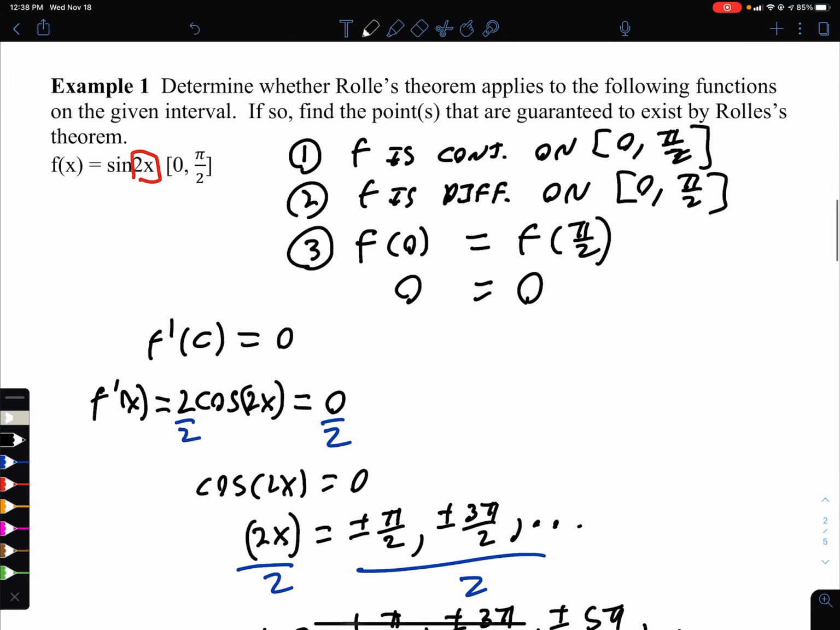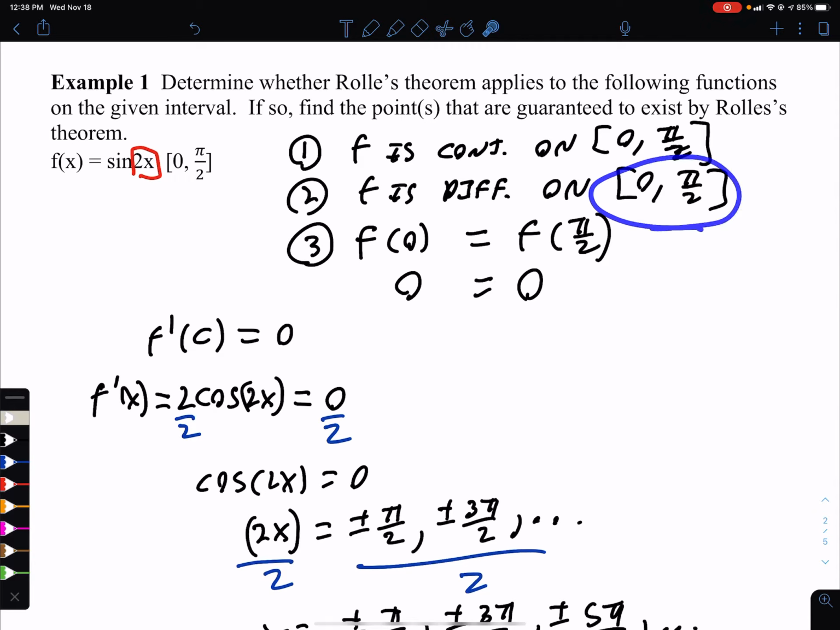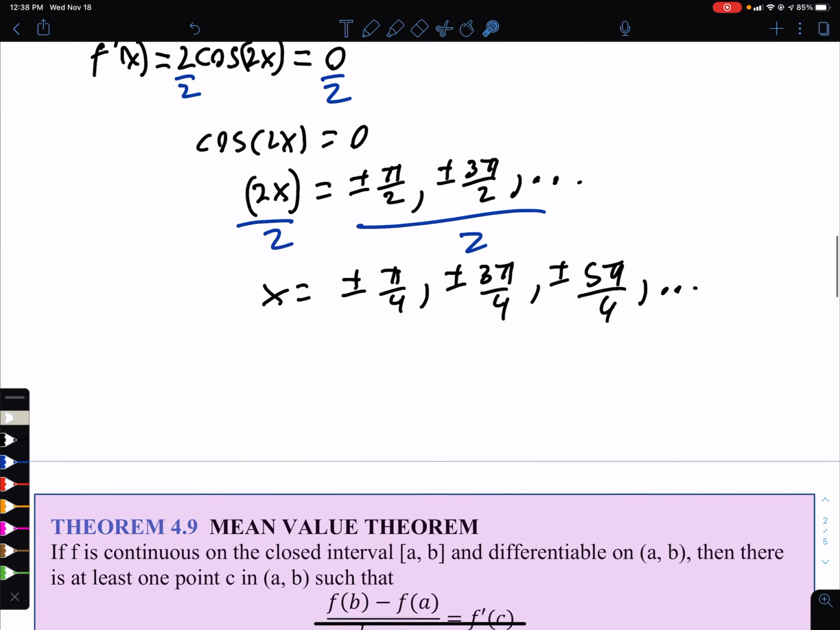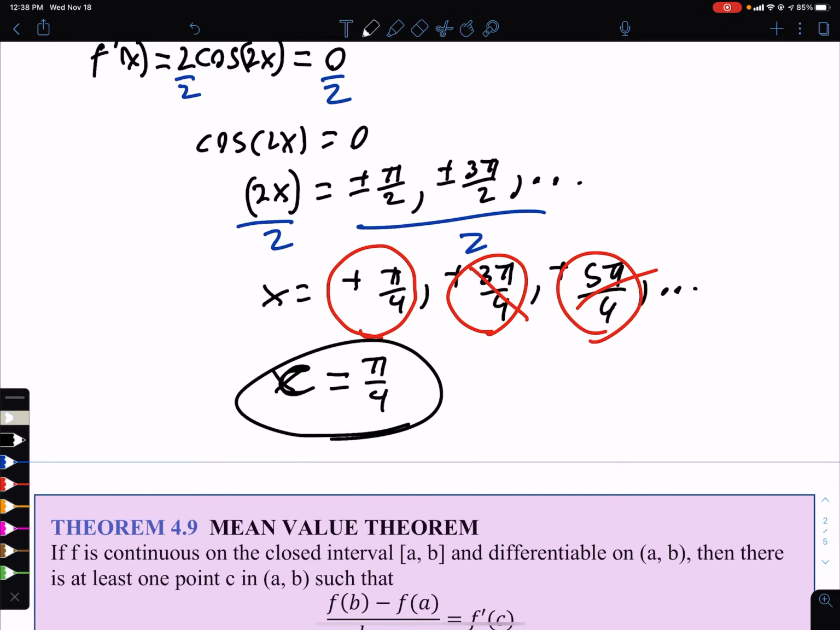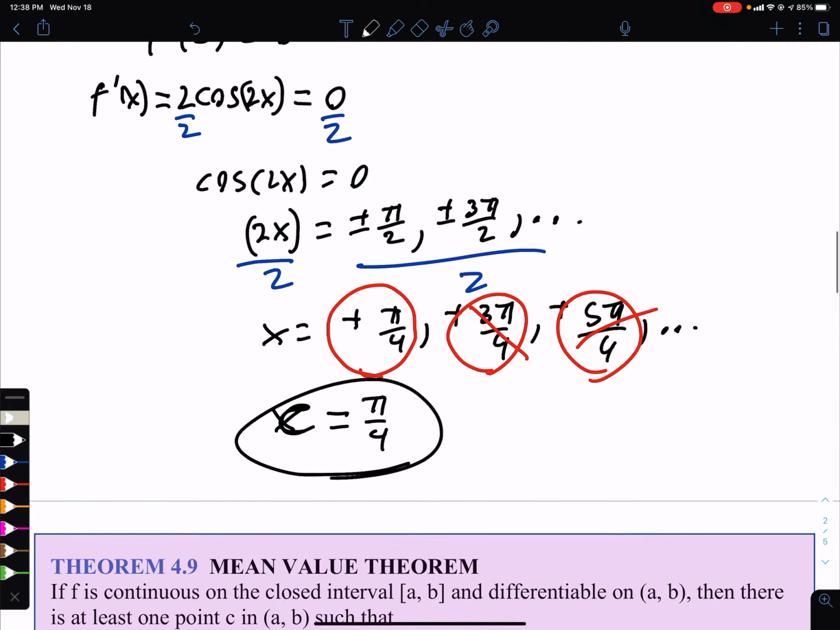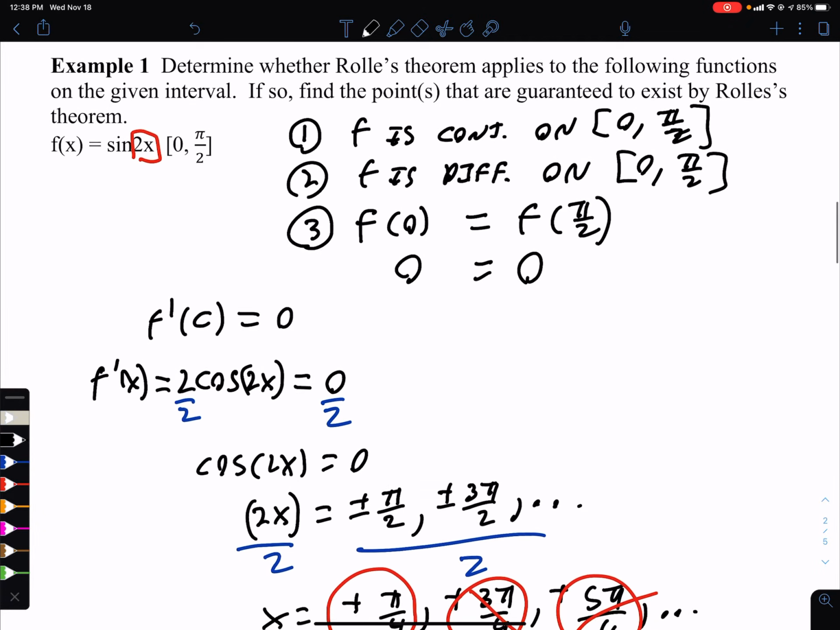But our domain is from 0 to pi over 2. So my answers must be between 0 and pi over 2. Therefore, I can ignore all the negatives because we can't have a negative. And which ones are between 0 and pi over 2? I claim there's only one of them here. That one. This is bigger than pi over 2. That's bigger than pi over 2. So our guaranteed value, we'll call it C, is pi over 4. And at that point, the derivative is 0. So that's example number 1.